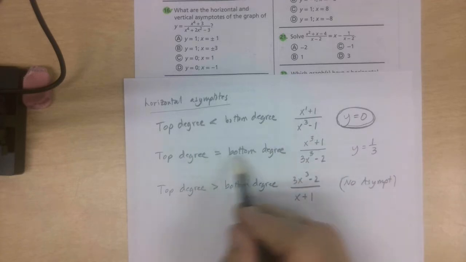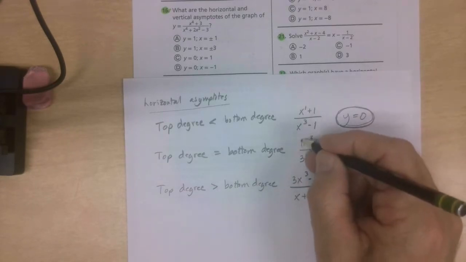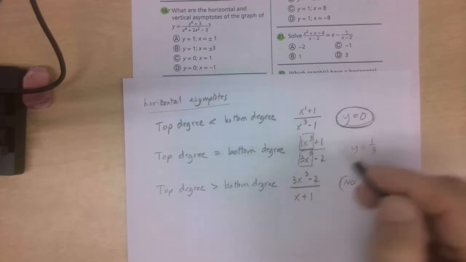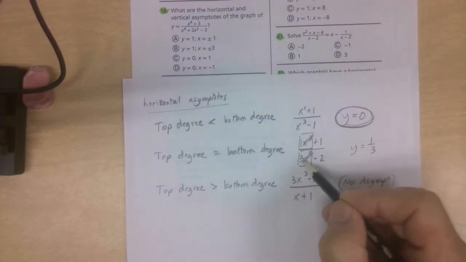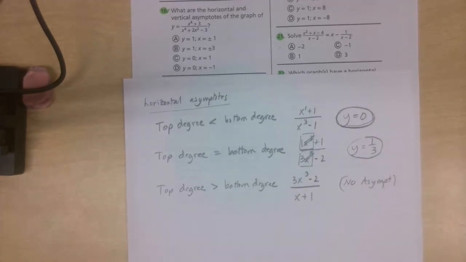What happens when the top degree, the 3, equals the bottom degree, 3? Then you take the coefficients of these two items, you ignore the others, and miraculously 1/3 will be your horizontal asymptote. Third possibility, if the top degree is greater than the bottom degree, like a 3 and a 1, there's never an asymptote.